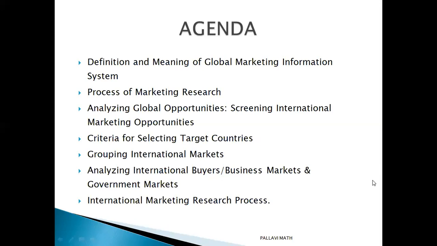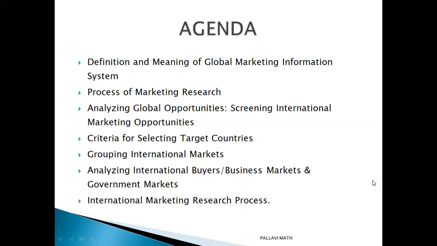Then, analyzing international buyer, business market, and government markets. These are the three categories: international buyers, business markets, and government markets. We have to analyze these three things, and I will show how. The last part we are going to study is the international marketing research process. So these are the scope of your module.